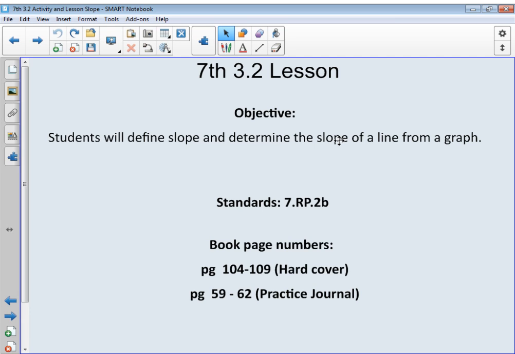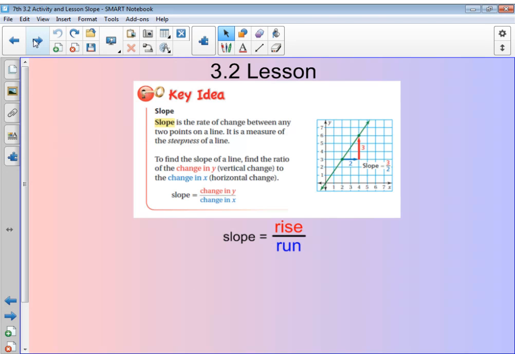Okay, today the lesson that we're covering is the 7th grade 3.2 lesson. This is actually a 2-day lesson. We'll be working today where students will define slope and determine the slope of a line from a graph. The standard covered in this lesson is 7RP2B. The page numbers out of the hardcover book are page 104 through 109, and out of the practice journal, pages 59 through 62. Today we're going to be working with what is slope.